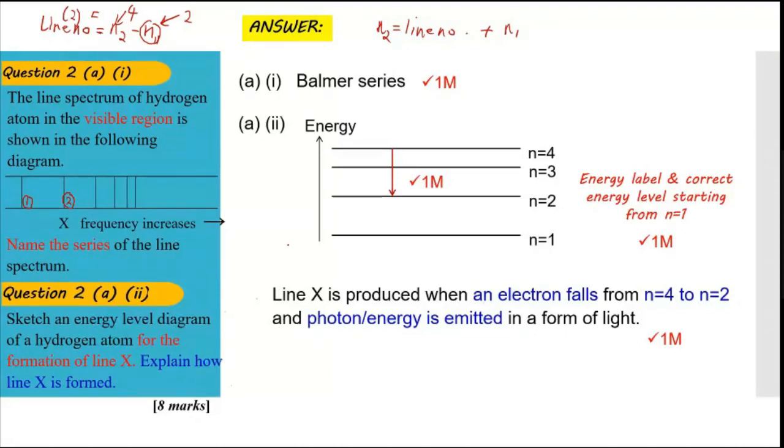If you do not want to use this formula to determine from where to where, you can just count manually. For the first line, because it is the Balmer series, the electron must drop to level 2. Yeah, this is for sure. So line number 1 is from the nearest, 3 to 2. Line number 2 should be 4 to 2. Line number 3, 5 to 2, and so on.